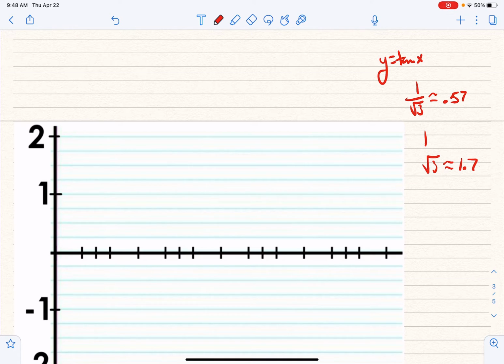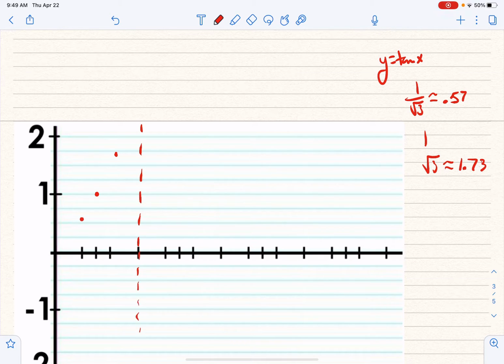At pi over 6, I know that my tangent value is somewhere right about here. I'm going to double check that one, make sure I got that right. Yeah, about 0.58. Okay, so it's just over 0.5. And then 1.73 for this one. We jump up to 1 at the 45, at pi over 4. And then at pi over 3, we jump up to 1.73, just right there, almost at that 1 3/4 mark. And then we know that it's undefined right here.